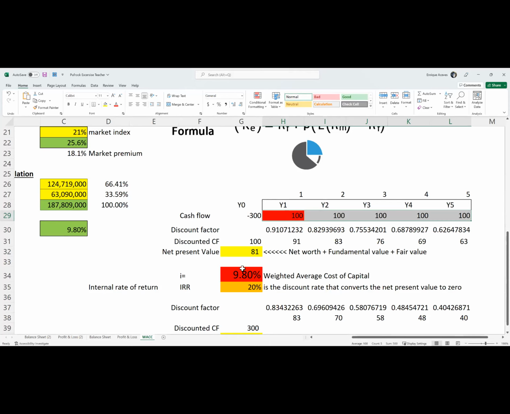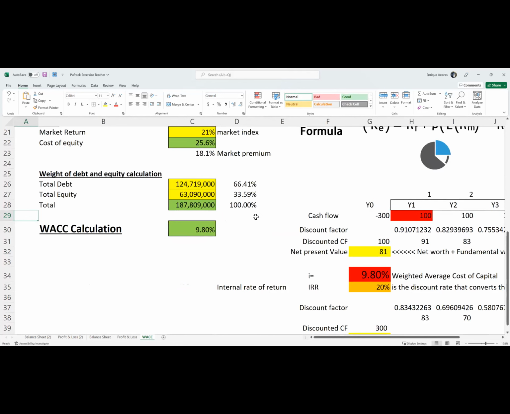So basically it says 9% risk in comparison to the market. No, that's not how you read it. You read it as: the weighted average cost of the way Apple is financed is 9%. Why? Because they have been financed 33% from equity, and the cost of the equity is 25%.